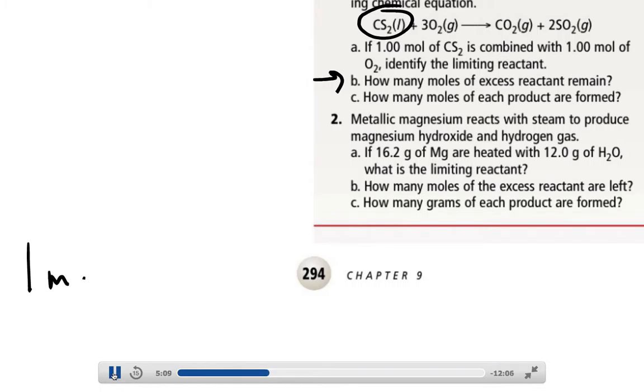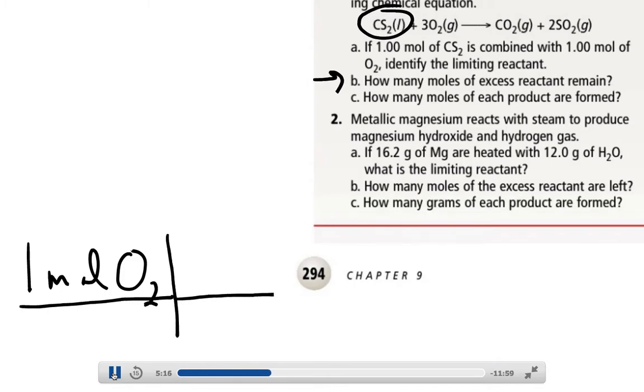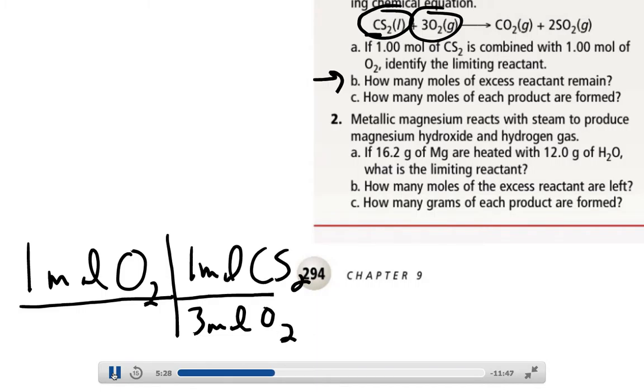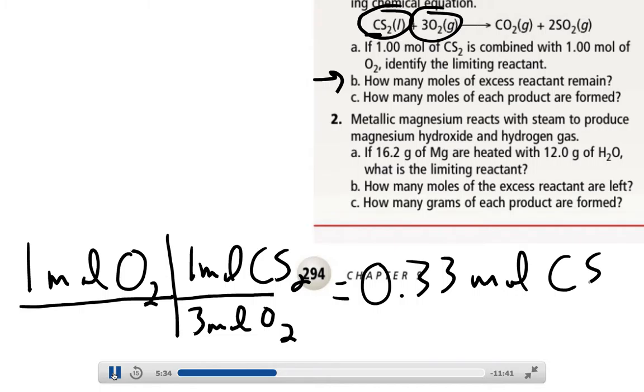Okay, so I already know that oxygen is going to fully react. It's my limiting reactant, so I'm going to solve for that. And I'm going to solve to see how much carbon disulfide is going to react with it. So using the ratio between them, 3 moles of oxygen react with 1 mole of carbon disulfide, and I get an answer of 0.33 moles of carbon disulfide.